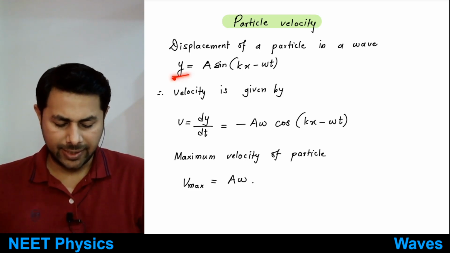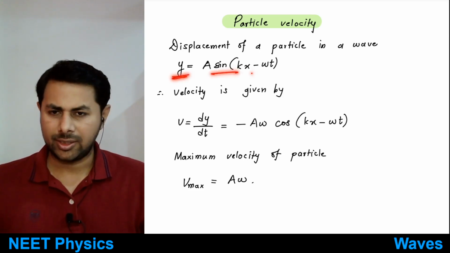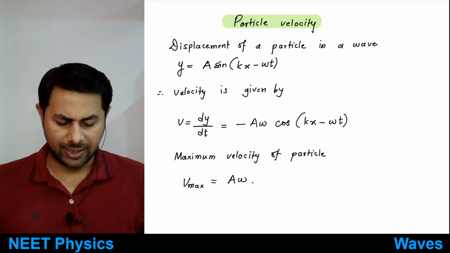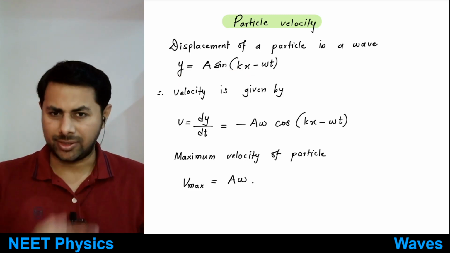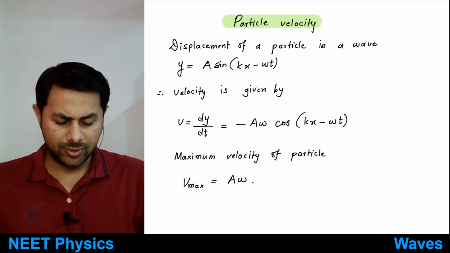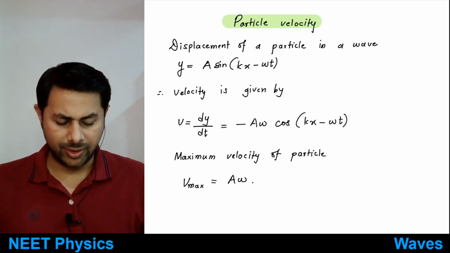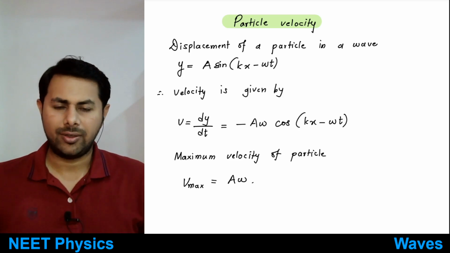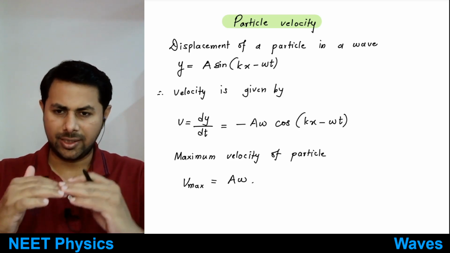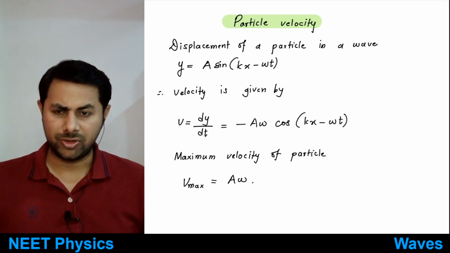So last time we saw this equation for a simple harmonic progressive wave, right? A wave which travels in positive x direction. So the equation is a sine of kx minus omega t. Okay. And now we also know that what happens in this wave, the particles, they oscillate at their respective positions.